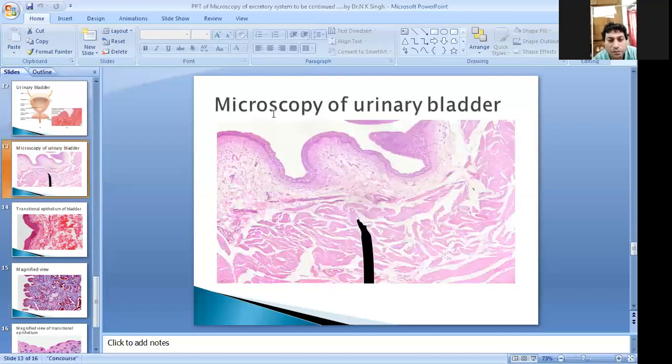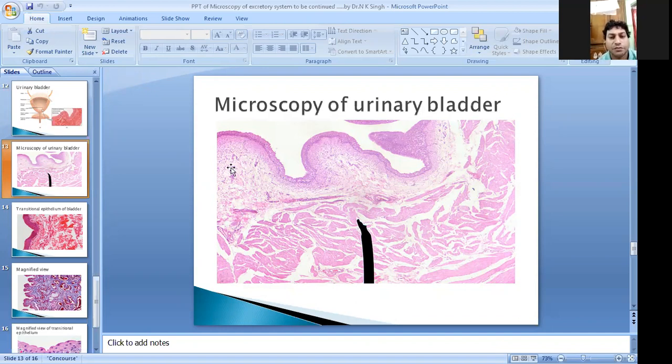Now you see, this is the microscopy of the urinary bladder. This uppermost layer, which I was describing in the last slide, is transitional epithelium. And just below the transitional epithelium, this layer is tunica submucosa. And the entire this layer is the tunica muscularis. So the uppermost part is the lamina epithelialis, which is made up of transitional epithelium. Just below this transitional epithelium, this layer is the lamina propria.